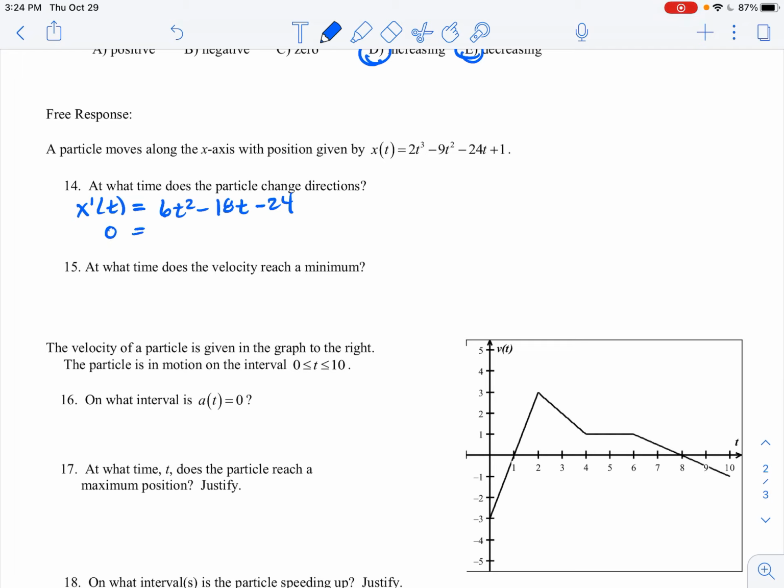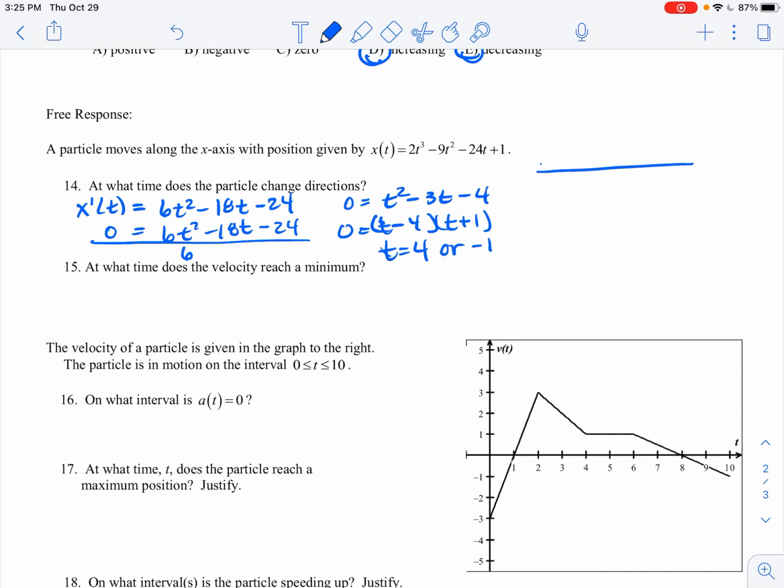And so just like I did before, I'm going to go ahead and divide everything by 6 to make my life easier. So if I divide both sides of the equation by 6, I have t squared minus 3t minus 4, and this factors nicely into t minus 4 times t plus 1. And so setting each of these binomials equal to 0, I have a time of 4 or negative 1. So here's negative 1 and here's 4.